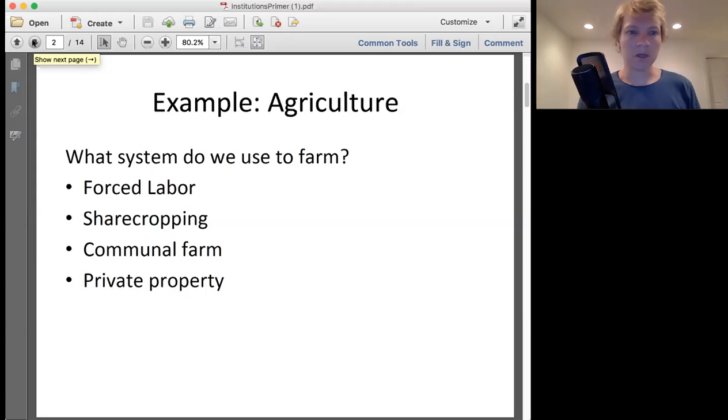Sharecropping, which would also kind of look a little bit like feudalism. You could do communal farming, where hey, all the land is owned in common, and we make decisions together. Or you could have private property, as is most common in the present, where somebody owns the land, they make the decisions about what's going to happen on this land in terms of agricultural production. And all of these are different types of institutions that a society could adopt with respect to farming.